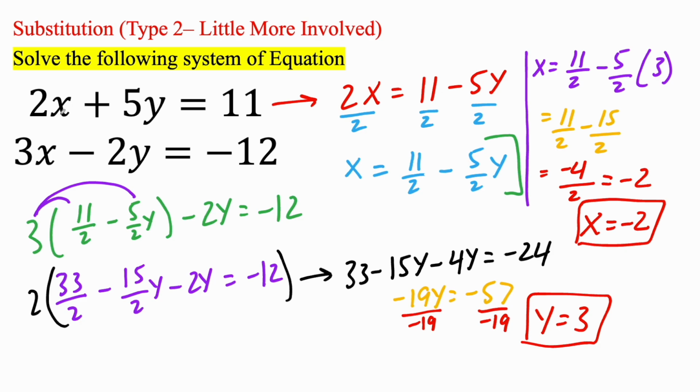2 times negative 2 is negative 4. 5 times 3 is 15. 15 minus 4 is 11. That checks out. Then do the other equation. 3 times negative 2 is negative 6. Negative 2 times 3 is negative 6. Negative 6 minus negative 6... is negative 12. And so that's correct.